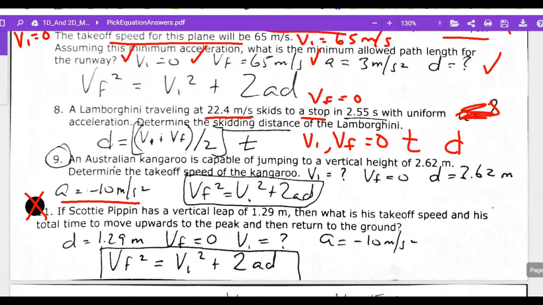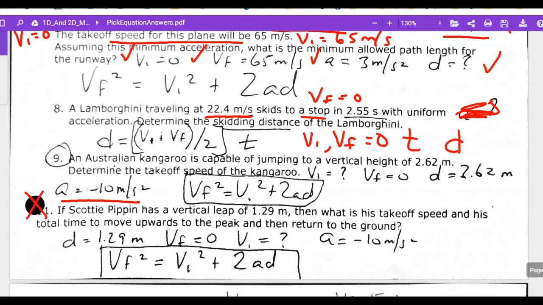How about the Australian kangaroo capable of jumping to a vertical height? That's d. The takeoff speed, that's Vi. Now what's the hidden information here? When the kangaroo reaches his maximum height, Vf equals 0. If you didn't get that right, remember: max height, Vf equals 0. Sometimes they don't tell you things outright, but think about what's going on. The only fit is Vf squared equals Vi squared plus 2ad.